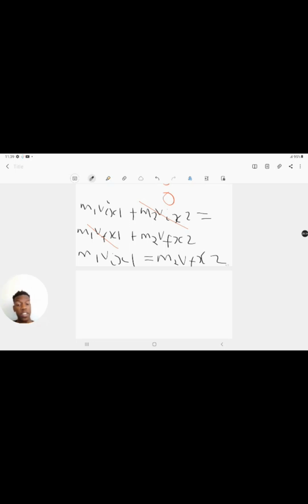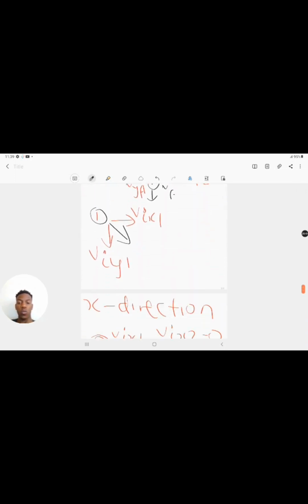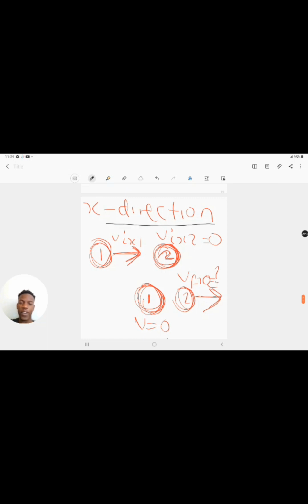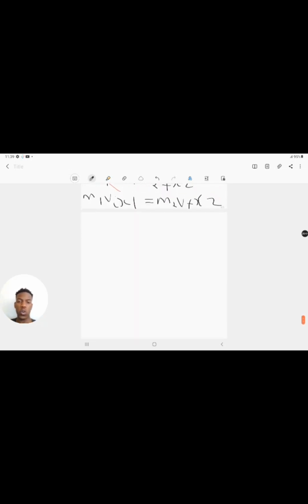But remember, this is only the beginning. You've got the other direction to look at as well. This was just looking at the x direction. We've got to look at the y direction as well, so let's do a very similar analysis. Remember, we're dealing with momentum in two directions, a two-dimensional analysis of momentum. So, the y direction.